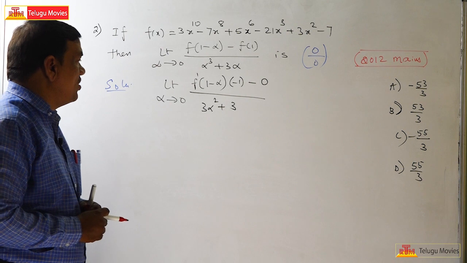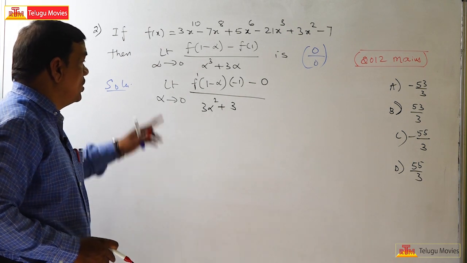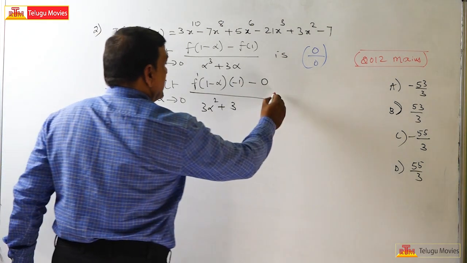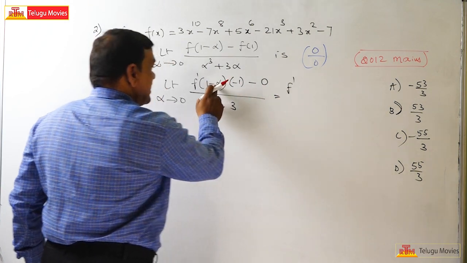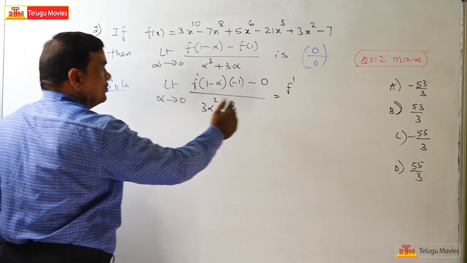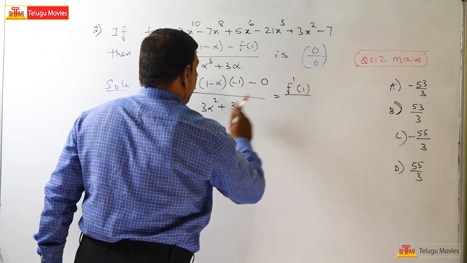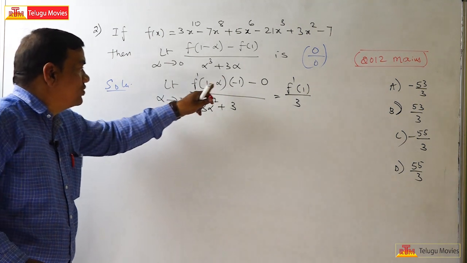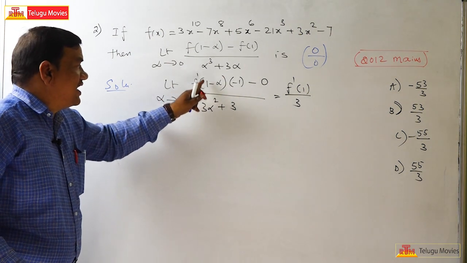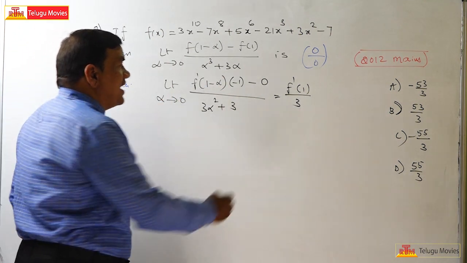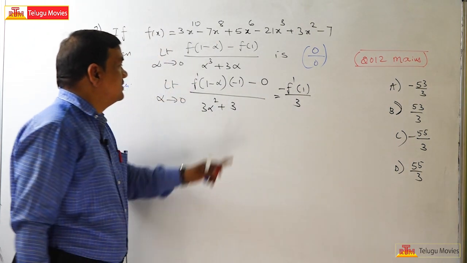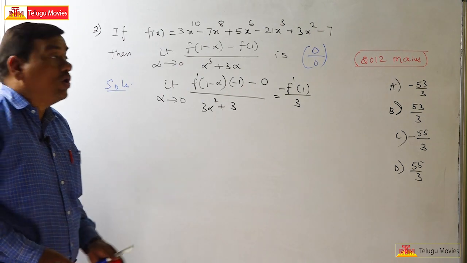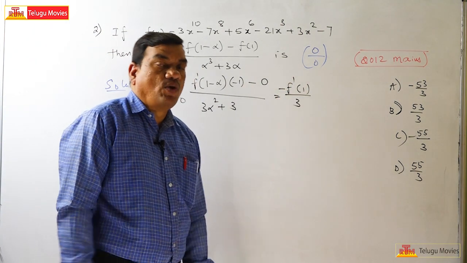Understand? 3 alpha square plus 3. Now wherever alpha is there, substitute 0. So we will get f dash of alpha, you substitute 0, this is equal to f dash of 1 by 3. Alpha is equal to 0, substitute here, f dash of 1. So of course minus is there, minus f dash of 1 by, here alpha is equal to 0, 3. So if you find out f dash of 1, the problem will be over.